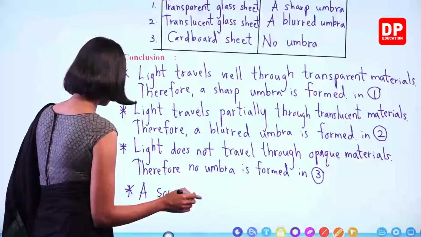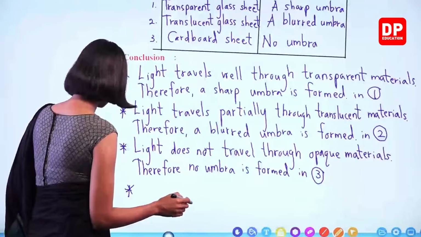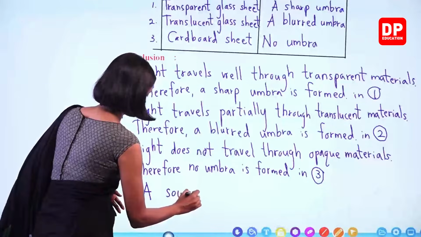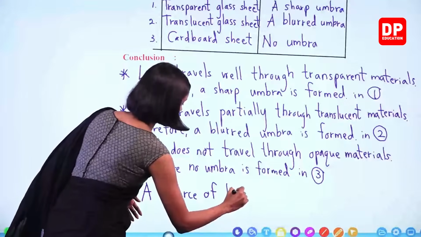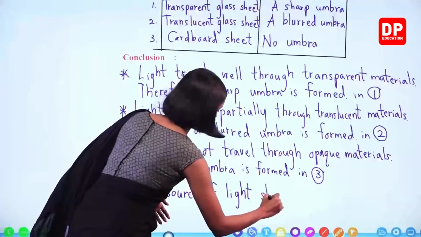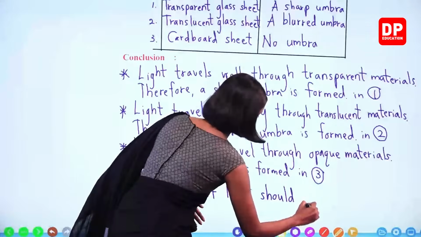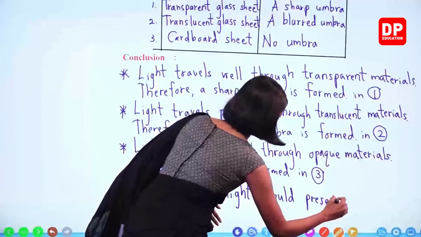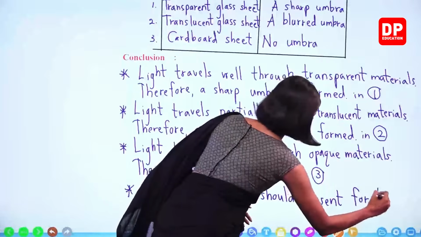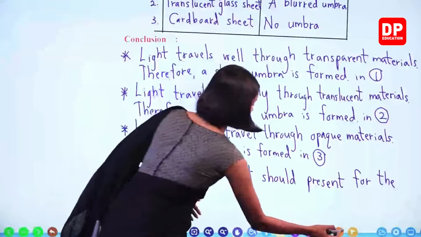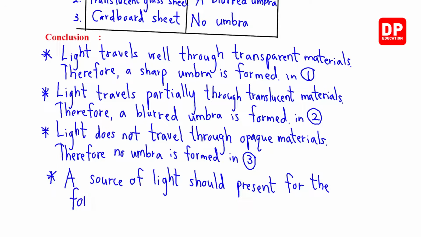We'll write: a source of light should be present for the formation of shadows. For the formation of shadows.